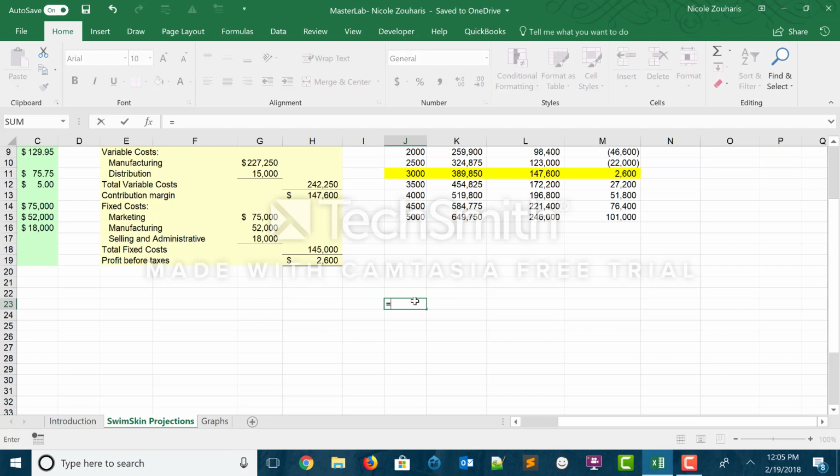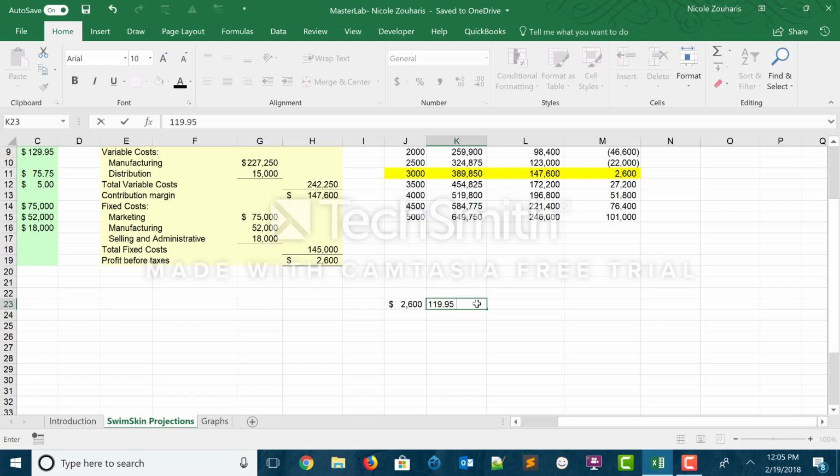And right now I'm going to put equals 2600. The reason I did that is because we want the numbers in the data table to relate to the profit at different sales prices and levels of output. So by putting 2,600 there, it's telling Excel, okay, I want everything to come out in profit before taxes instead of just sales revenue.